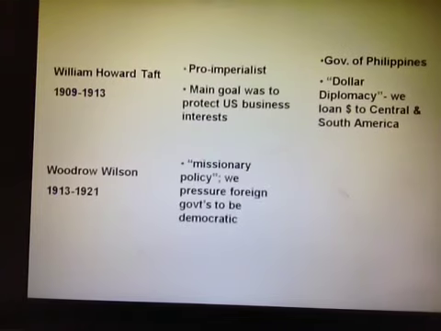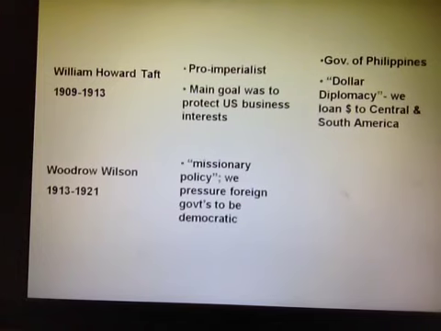And then we have Woodrow Wilson. Woodrow Wilson is very high-minded. He has something called missionary policy. You know how missionaries usually are known as people who go forth and spread their religion throughout the world? Well, Woodrow Wilson, though he was a preacher's son, that was not what he was trying to spread throughout the world. He was trying to spread democracy throughout the world.